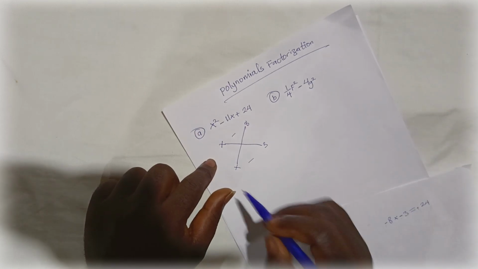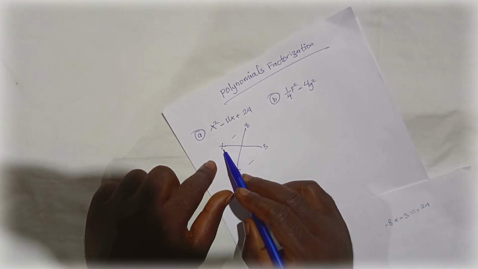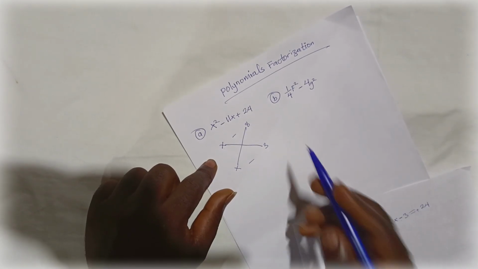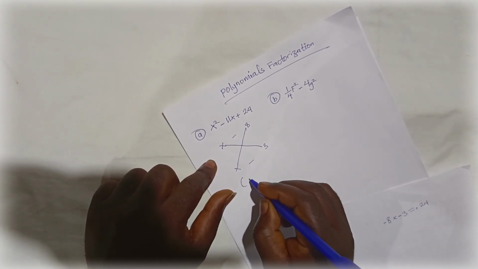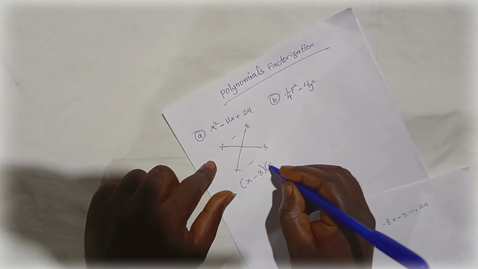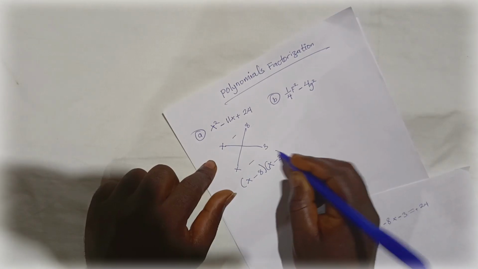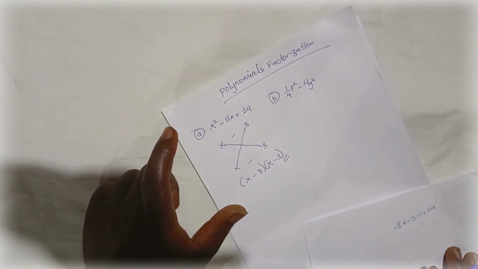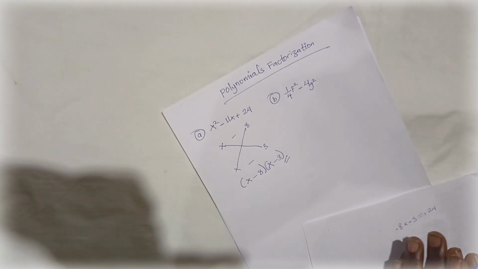Now we have minus 8 and minus 3. So we're going to write them here by saying x minus 8 and x minus 3. And this will just be your factorization. Very simple. Now let's go to the next problem.